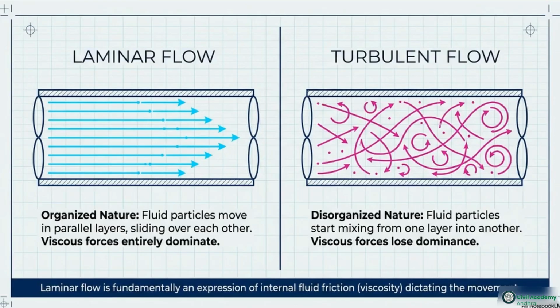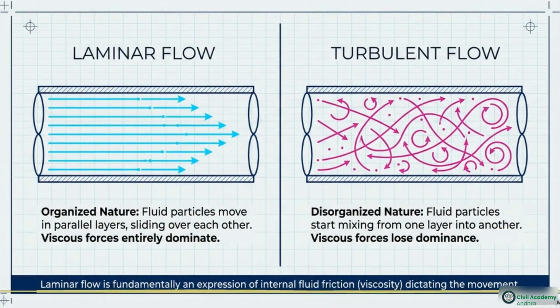This diagram contrasts two fluid states. On the left, laminar flow is organized in parallel layers. On the right, turbulent flow mixes chaotically. This organized state expresses internal fluid friction, known as viscosity. In a laminar regime, viscous forces completely dominate movement.